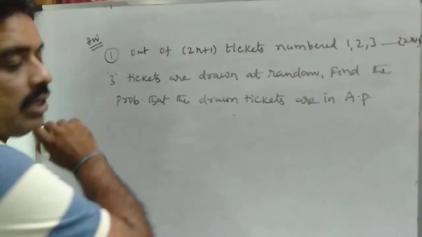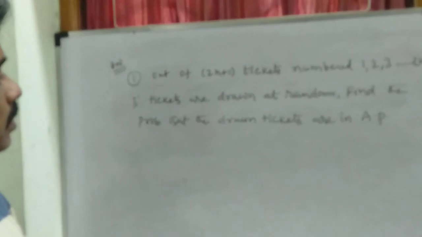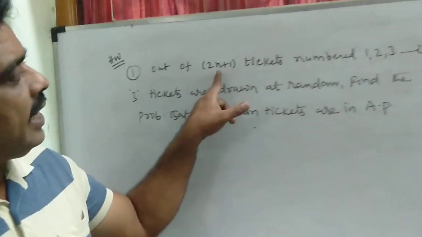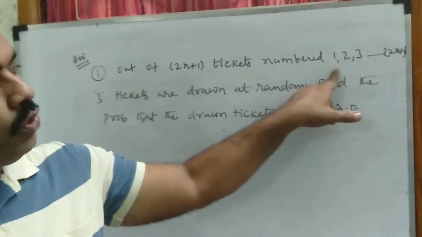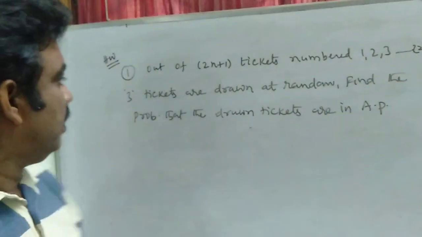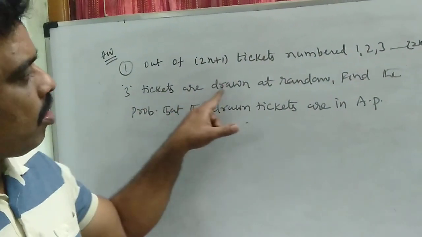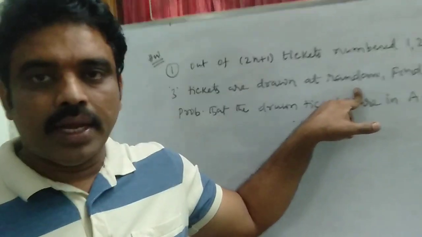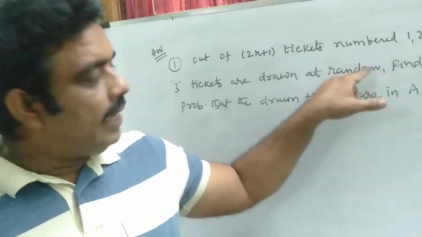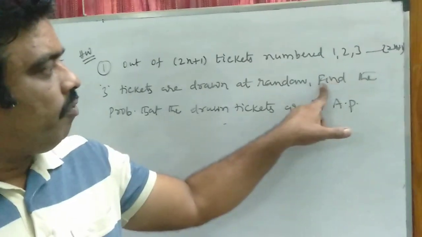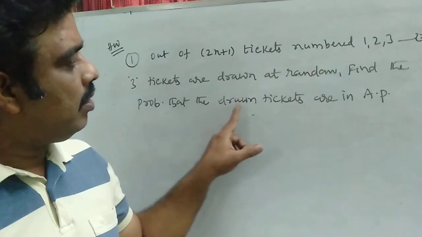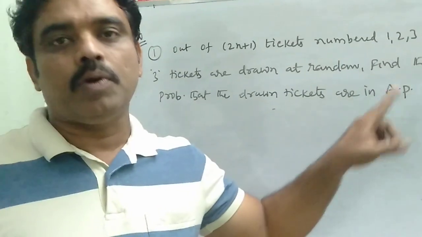So next problem, do it as homework. I'll explain the problem. Out of 2n plus 1 tickets, numbered 1, 2, 3, and so on to 2n plus 1, 3 tickets are drawn at random. Find the probability that the drawn tickets are in arithmetic progression.